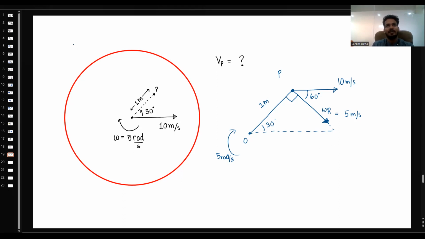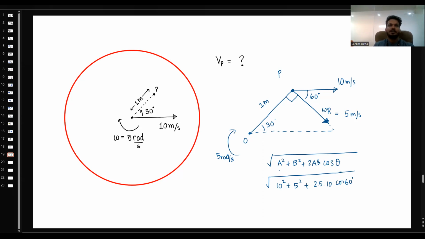So how do you find out the net velocity? Well, under root of, if you remember, a square plus b square plus twice ab cos of theta, where theta is the angle between the two vectors. So 10 square plus 5 square plus 2 into 5 into 10 into cos of 60 degrees. Okay, so this is what we are doing. So again, the answer does not matter, but please let me know if you understood what we did. Got it, sir.